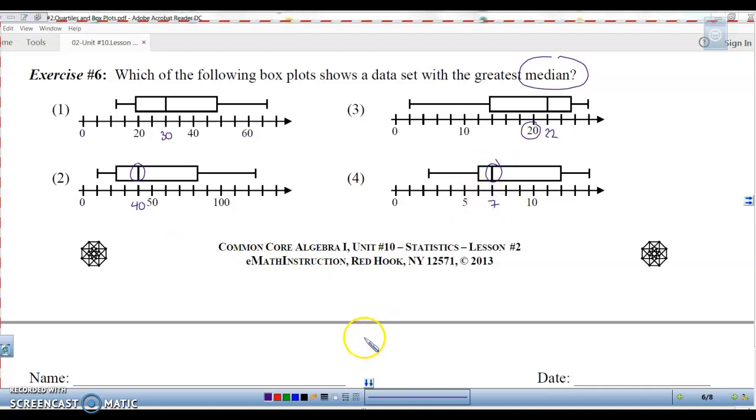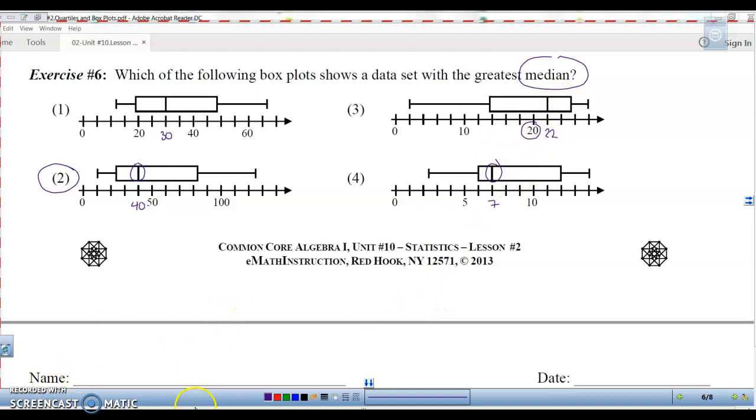So which one has the greatest median? It's actually this one because of the scale. The median falls right in its line in the box, but you have to make sure that you look at the scale to know which one it is. Don't assume because it's the one that's farthest to the right that it must be the biggest. You have to look at the scale when you do this.